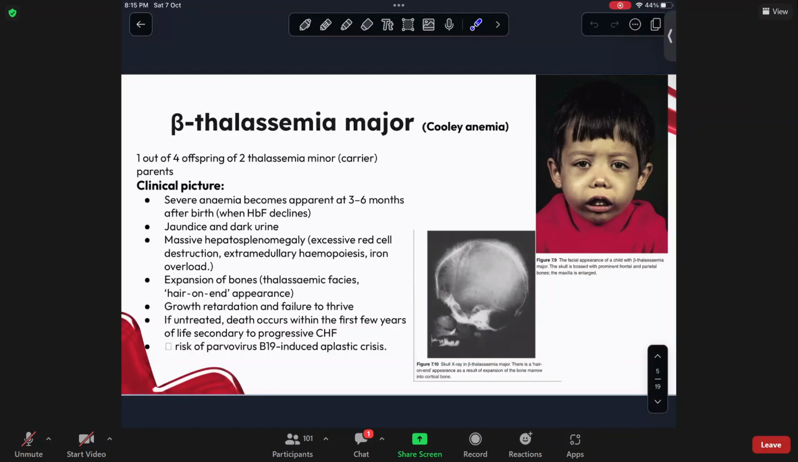And if you leave the patient untreated without any transfusion, they will die within the first few years of progressive congestive heart failure. Why congestive heart failure? Because of the chronic, severe anemia, the workload on the heart will increase because it will try to compensate by increasing cardiac output. Then the muscle will hypertrophy, and it won't be filled with blood or pump efficiently. So the patient will die of the complications of congestive heart failure. Then an important point is that the patient will have an increased risk of parvovirus B19 induced aplastic crisis.